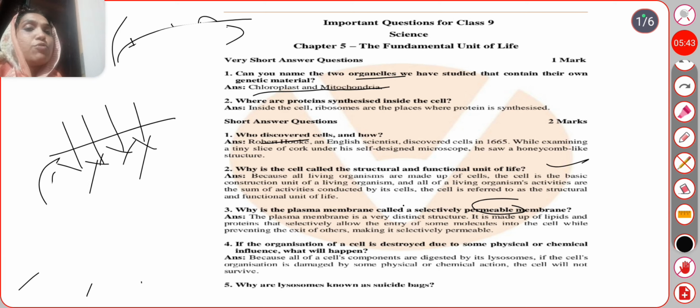Next, come to the next question. If the organism of the cell is destroyed due to some physical or chemical influence, what will happen? Because all of the cell components are digested by its lysosome. Very important. The cell is destroyed due to some physical or chemical influence.